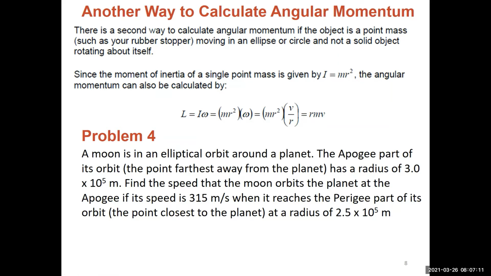The Moon is in an elliptical orbit around the planet. The apogee part of its orbit, the point farthest away from the planet, has a radius of 3 × 10⁵ meters. Find the speed that the Moon orbits the planet at the apogee if its speed is 315 meters per second when it reaches the perigee part of its orbit, the point closest to the planet, at a radius of 2.5 × 10⁵ meters.